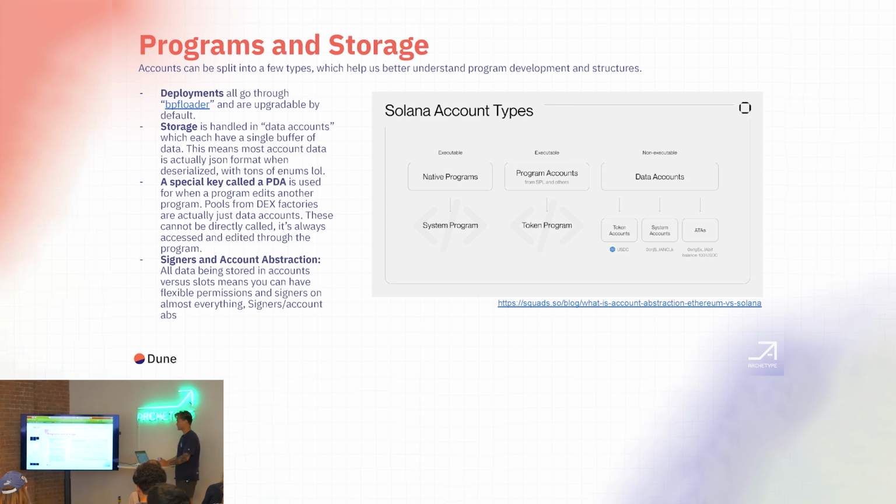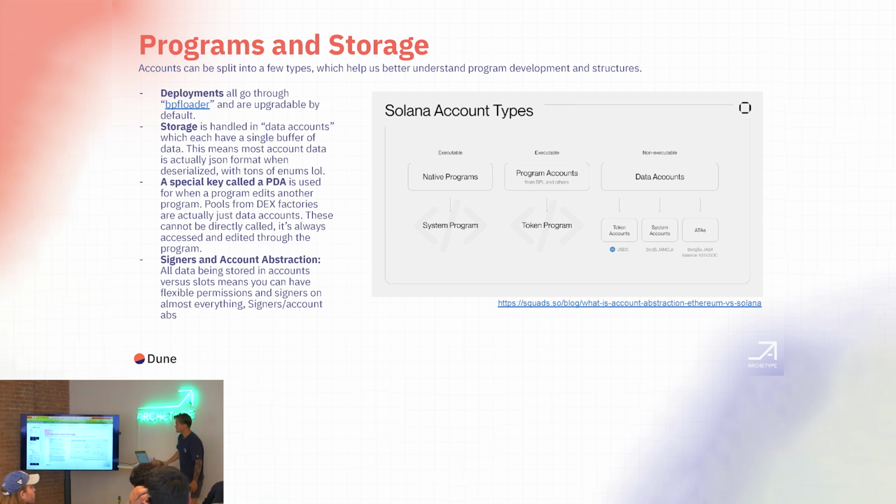The storage is handled in a buffer, which again is just a string of data. Because it's just a single buffer, a lot of the time the data structures you work with are just JSON. Once you deserialize it, 99% of the time it's some JSON object. You can go look at NFT metadata to see how nested and complex the buffer gets, or you can go look at Drift's position events.